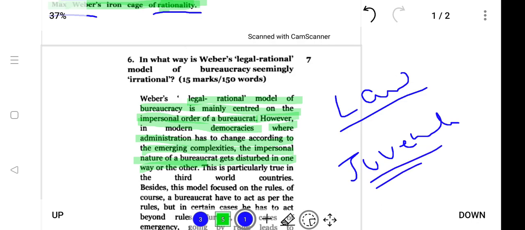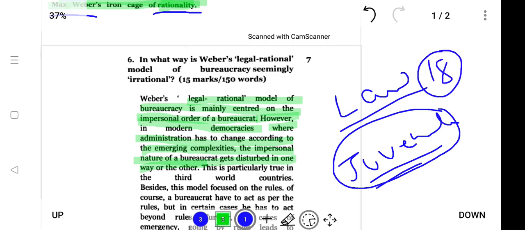Juvenile means those children below the age of 18 years who commit crimes. So the law says that a child below 18 years should not go to jail. However, there are some children who are 18 years and above but mentally ill.